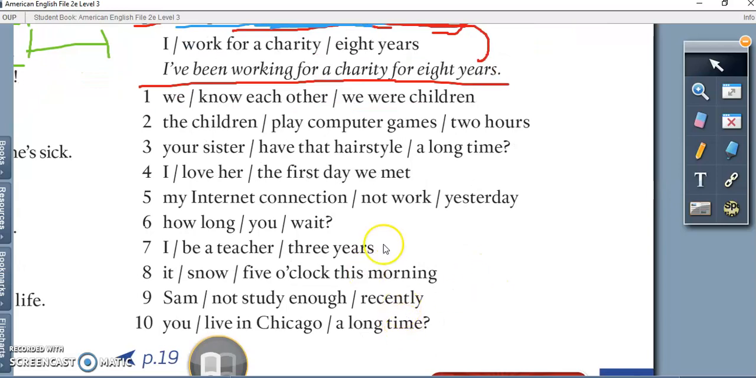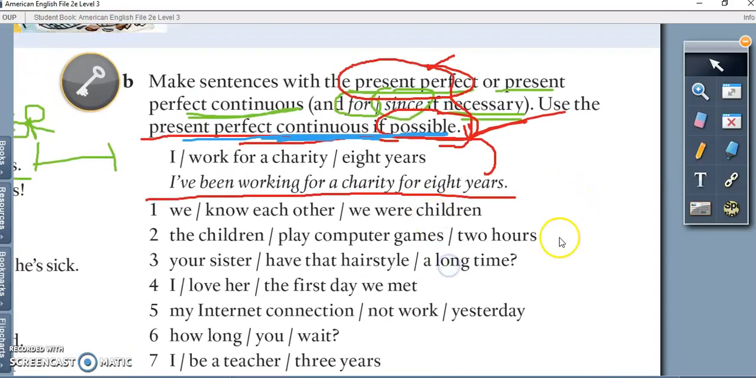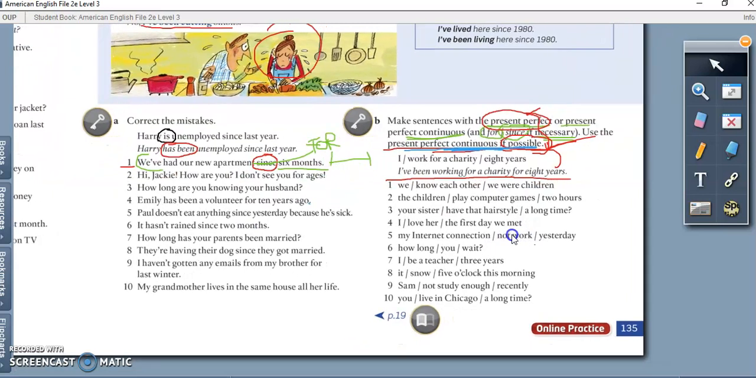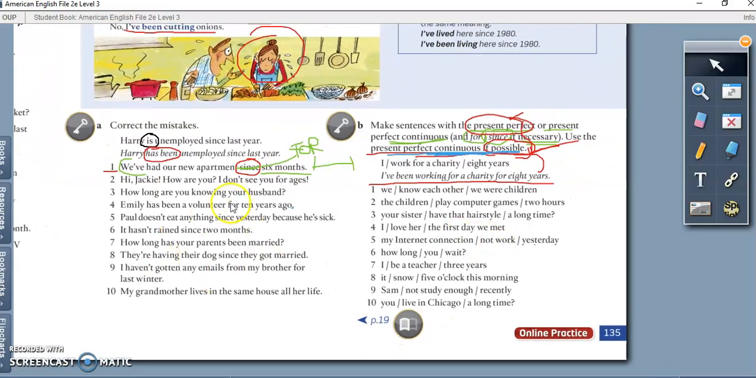And then you have questions, negatives, and positive, well, affirmative and negative sentences. We're going to check this in class.